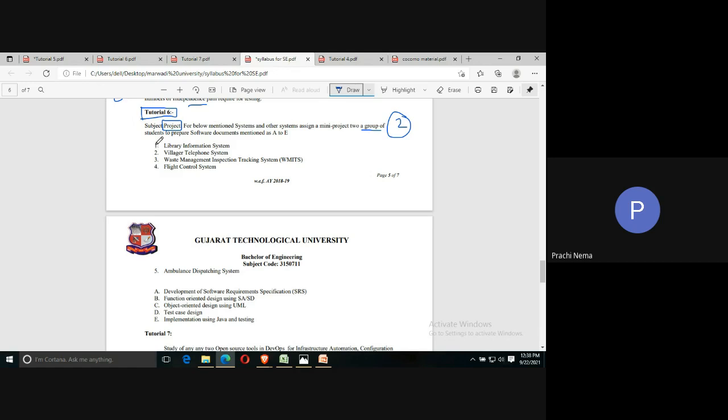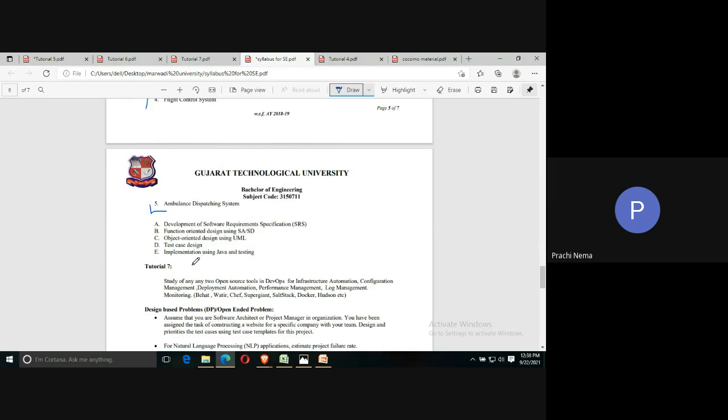The names or a list of a few projects have been suggested here. Either you can choose from here or you can select your own. Okay, so these are the list of systems or the project names which are suggested for you to either choose from or select on your own. Now there is a certain list of documents which you need to prepare for your project.